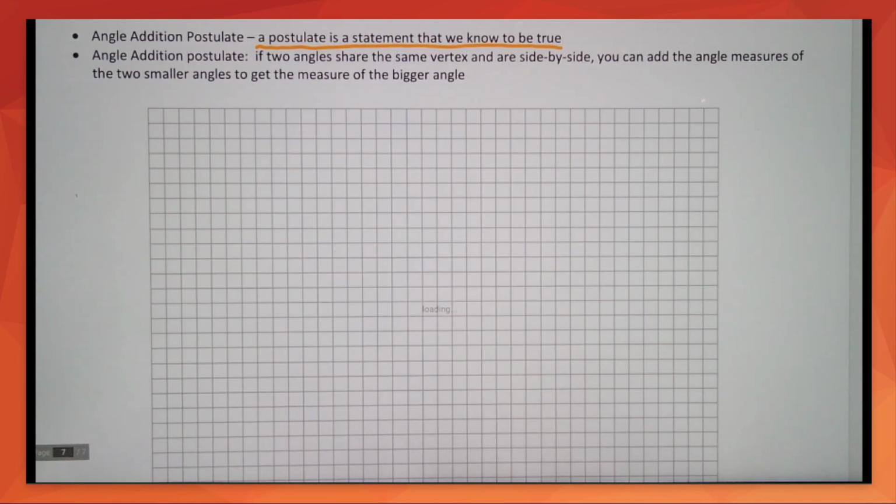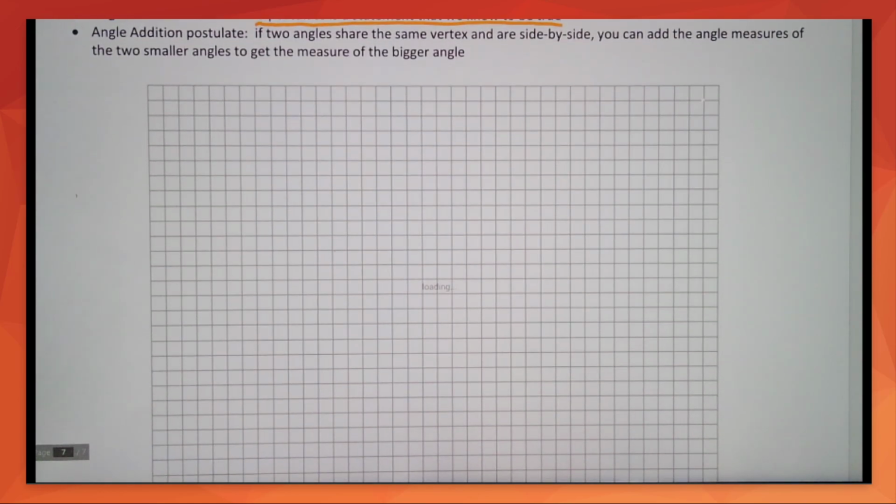Okay, so for example, if I told you the sky is blue, that's just something that we all accept to be true, right? The sky being blue is just something that it is what it is. I mean, there's science behind why, but who cares? Because we know that the sky is blue. We know that that's true. That's exactly how a postulate works in geometry. So the angle addition postulate says that if two angles have the same vertex and they are side by side, you can add the angle measures of the two smaller angles to get the bigger angle. Or vice versa. They might give you the big angle and have you find the smaller angle.